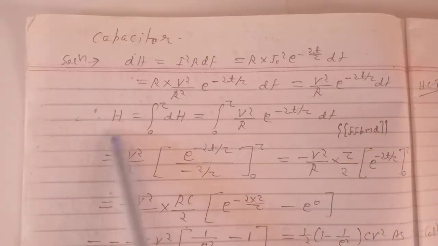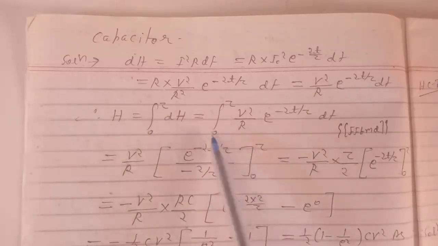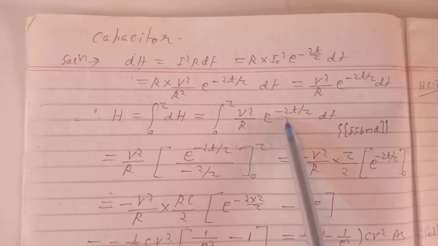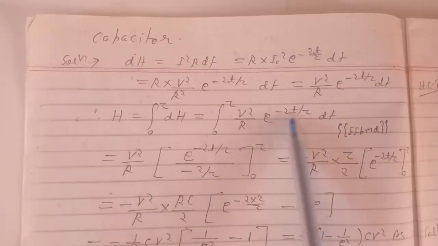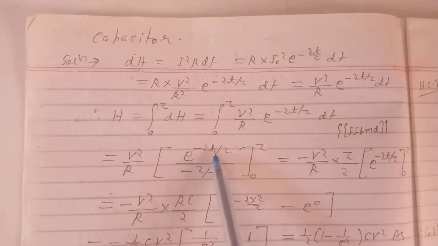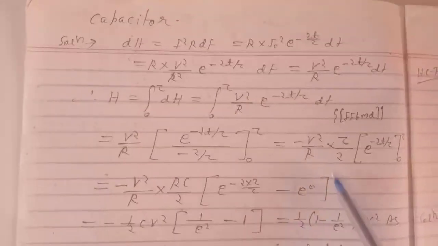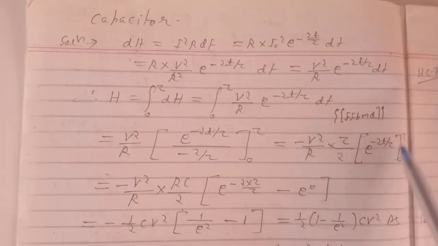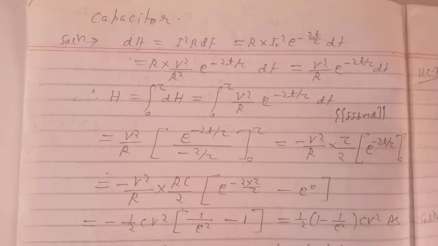Hence, integrating, the heat will be the integral of dH from 0 to tau, or the integral from 0 to tau of V square by R e to the power minus 2t by tau dt. The integration of e to the power minus 2t by tau dt will be e to the power minus 2t by tau divided by minus 2 by tau. This is the constant. So it is minus V square by R into tau by 2 into e to the power minus 2t by tau, with limits 0 to tau.